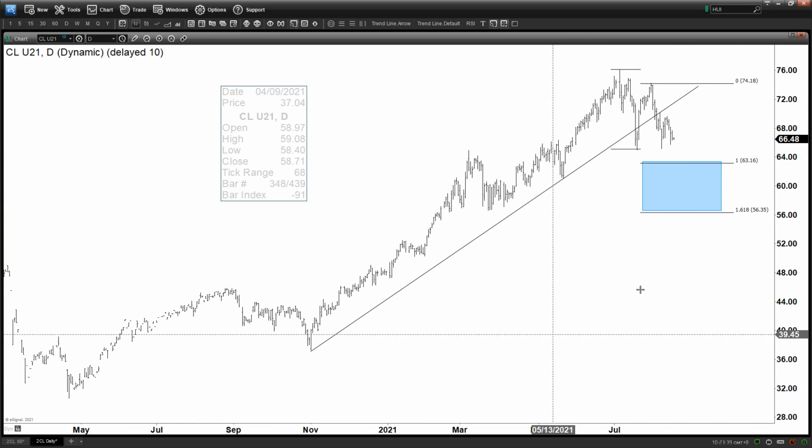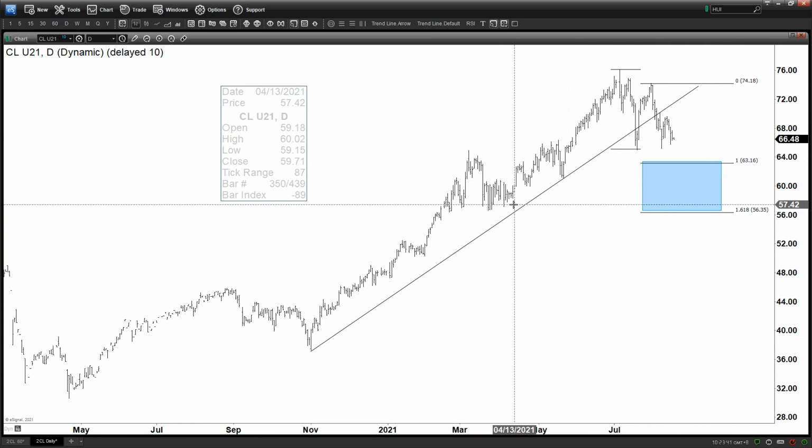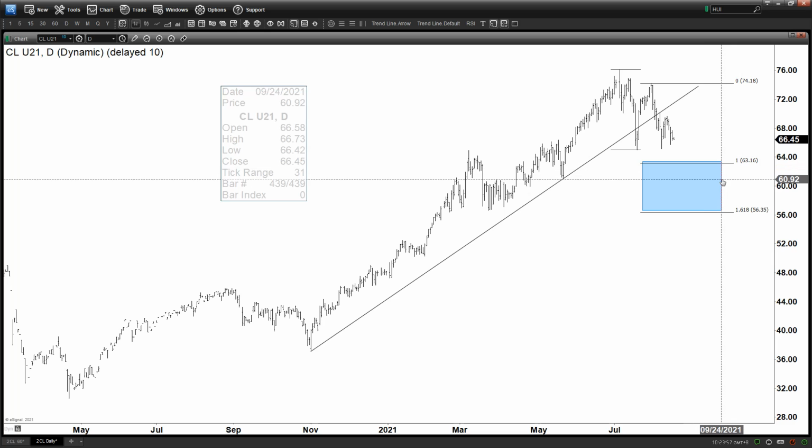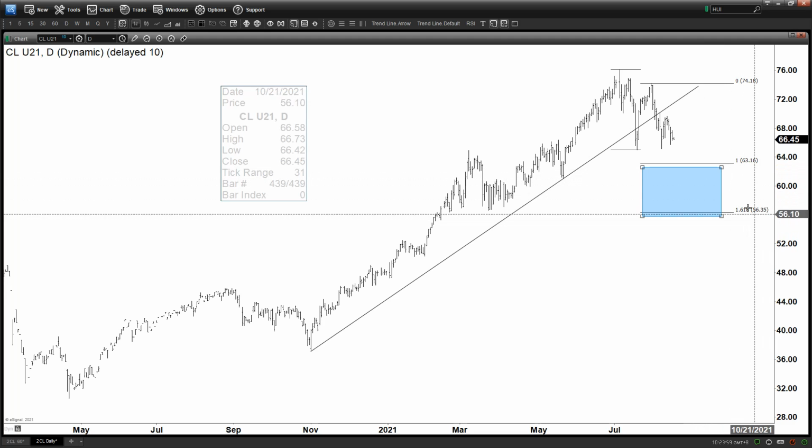Approximately that's the area where we expect oil to find support if it goes lower. Now for this view to be really confirmed, you need oil to break below this low here, 65. 65 is the level that oil needs to break to confirm this view. It is going to be doing a larger pullback, and if so, then the next potential support is going to be 63 and 56.